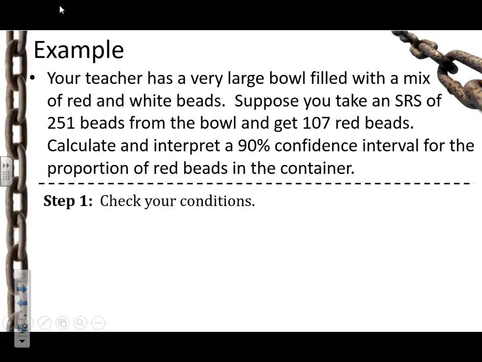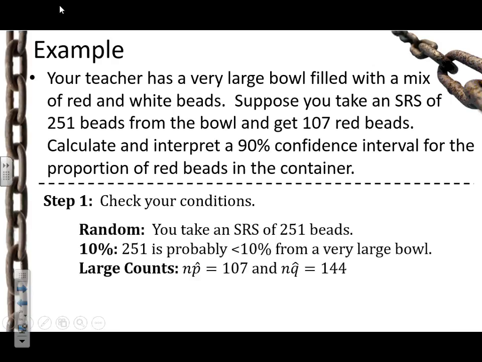And then the last one is the large counts condition. So the large counts condition is taking n times p hat. Now, when you get the information as it's given in the problem, the number of successes, if they give that to you, is your n p hat. So since they said out of the 251 beads, 107 of them were red, that is n p hat. We got 107 red beads. And then the number of fails, well, if we had 107 red beads, that means we had to have 144 white beads, because together I had to have 251.